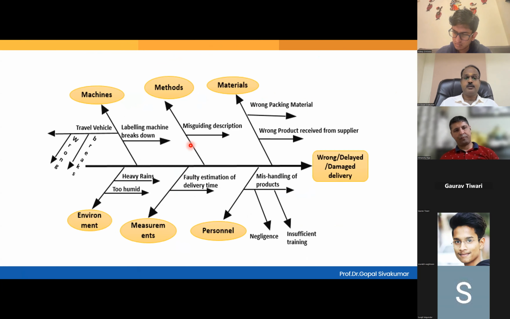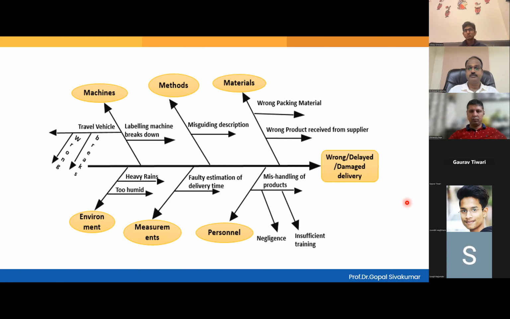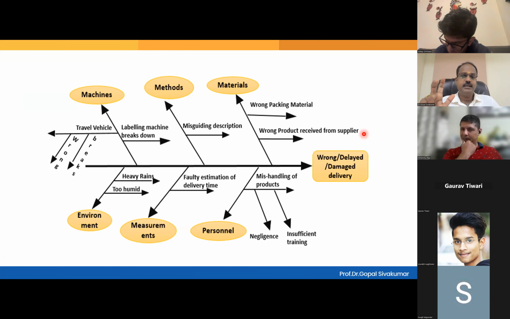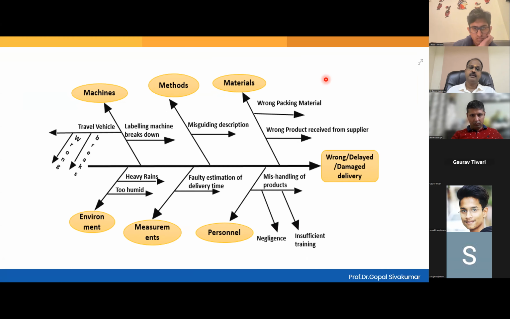Similarly, for another case, what is this case? How is it different from the previous one? This is a problem related to wrong delivery or damaged or delayed delivery. And that is the why, and all the X are written on the other side. But I see a problem in the fishbone diagram. Can one of you tell me what is the problem here in this fishbone diagram? The last part, wrong breaks. Sir, it should have been mother nature, but it's written environment here. Environment is funny. Yes.